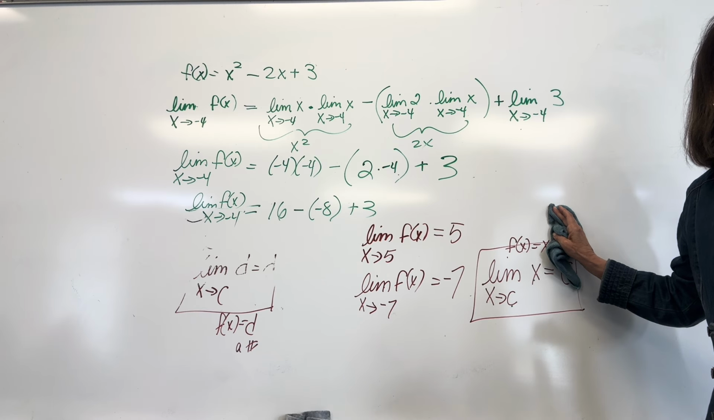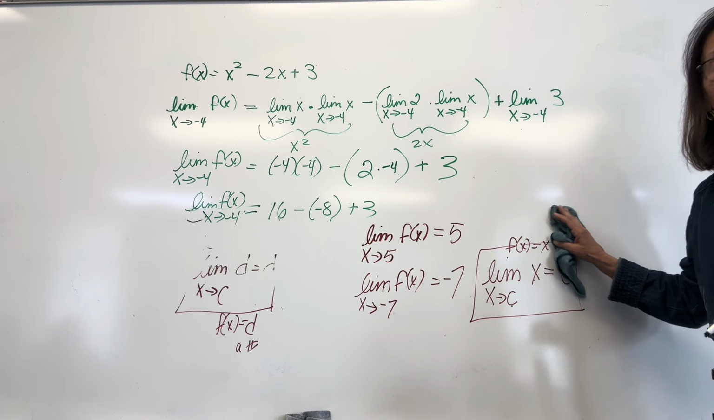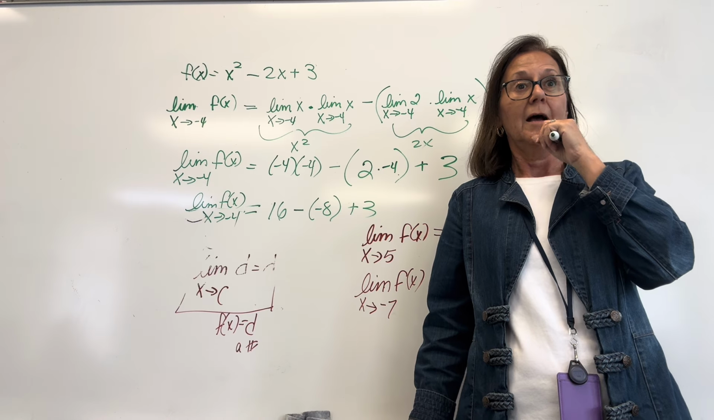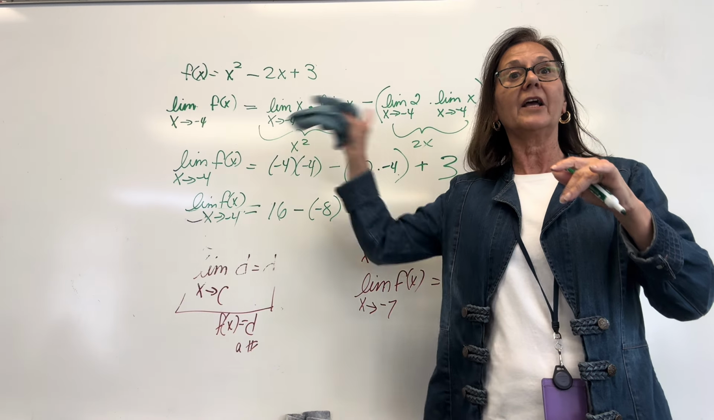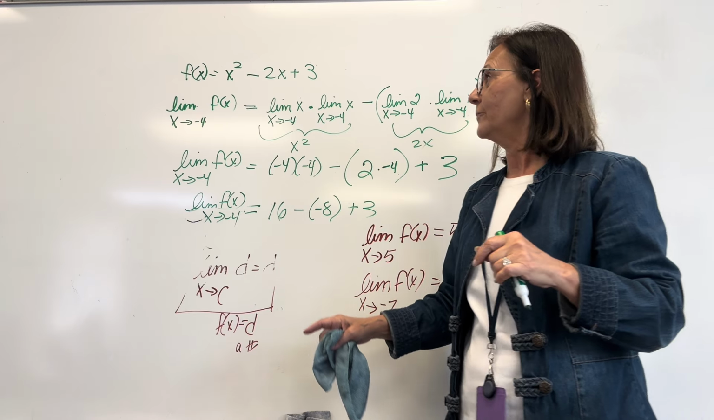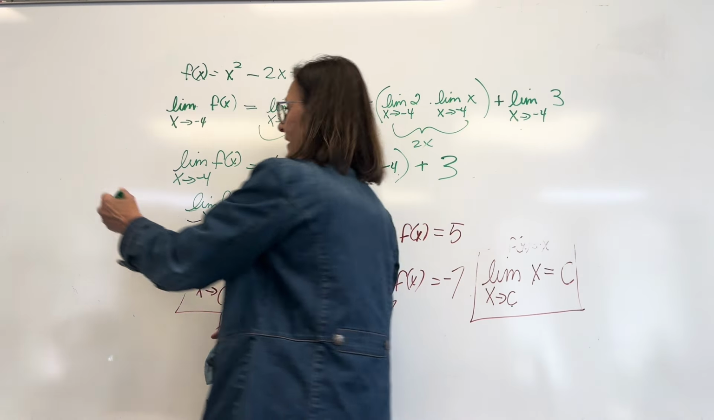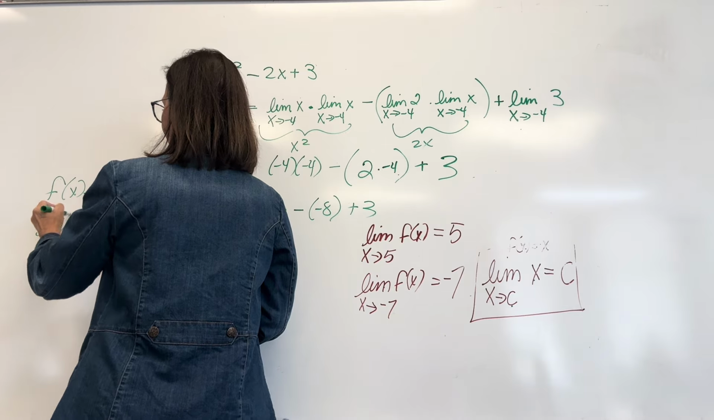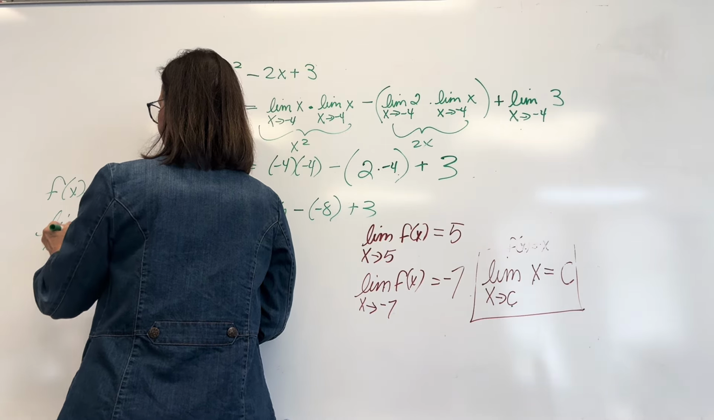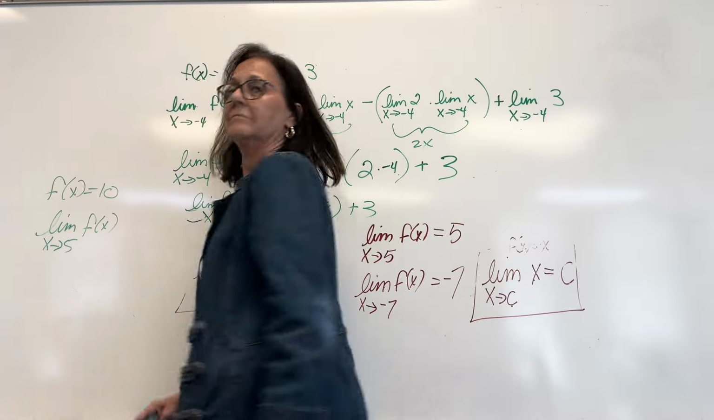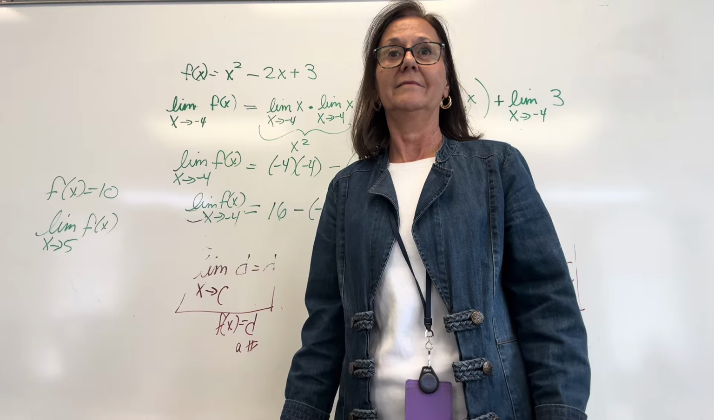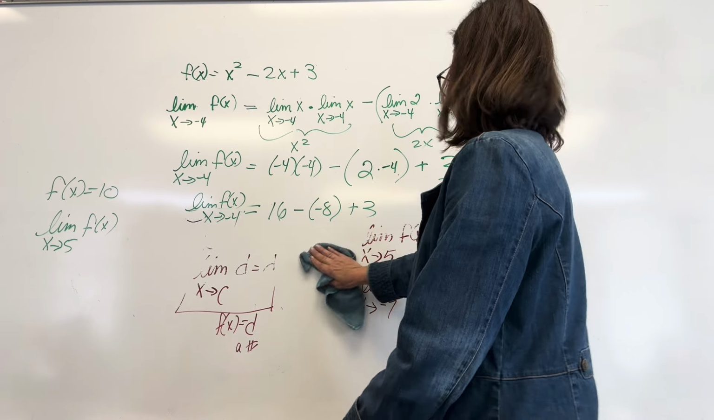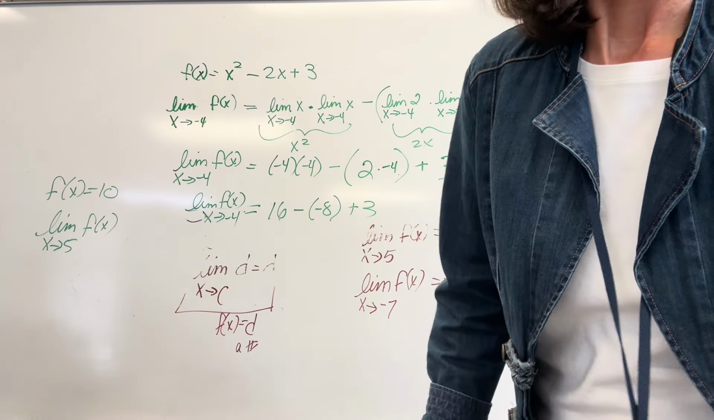Is there a reason you would do this instead of just substituting the number? Okay, it's an important rule to remember, because I'm probably not going to give you a formula. I'm probably going to give you f of x is 10. What's the limit as x approaches 5 of f of x? 10. Got it? There's no difference.